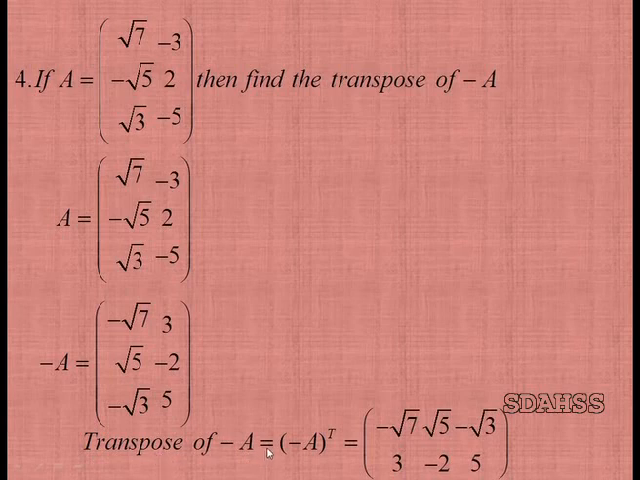Now you find the transpose of minus A. Transpose of minus A can be written as (minus A) whole transpose. Transpose means interchange rows into columns and columns into rows. Now first you change the first row into first column: minus root 7, 3. Then interchange the second row into second column. Then you have root 5, minus 2. Similarly, interchange third row into third column: minus root 3, 5.